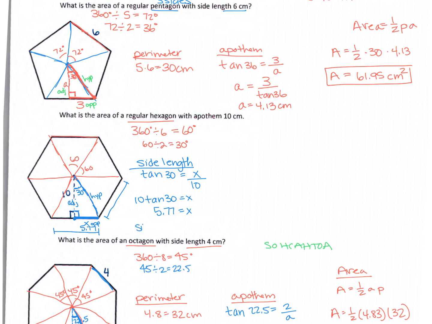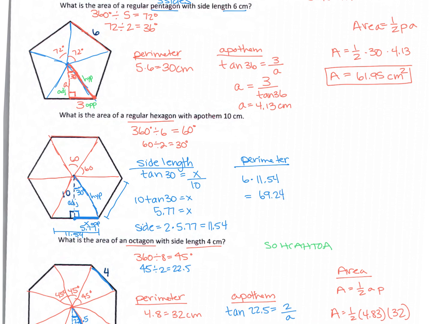And so a side length is actually 2 times this 5.77. The entire side length is 11.54. So now we're ready to go find my perimeter. Perimeter is my number of sides, which is 6, times the length of each side, which is 11.54. And when I multiply those, I get 69.24.